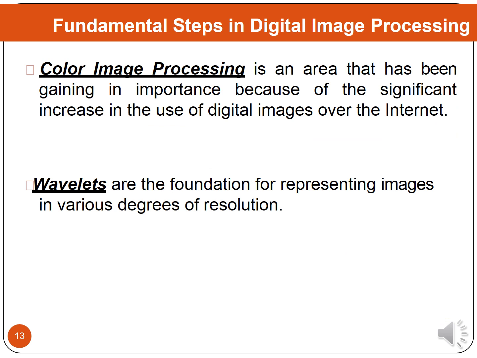The next one is color image processing. Here we gain the significant information recorded in a particular image. For example, the images placed over the internet play a major role in color image processing. While processing a color image, we have to consider two important models, the CMY model or the RGB model.